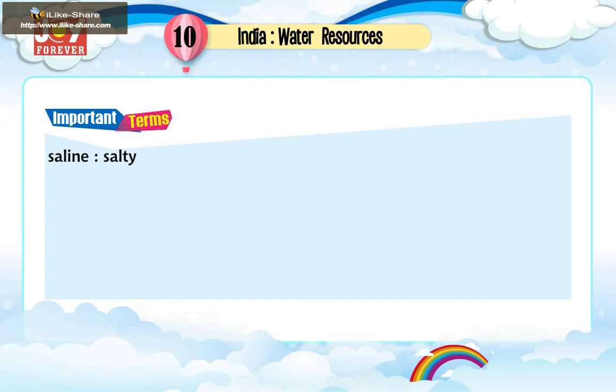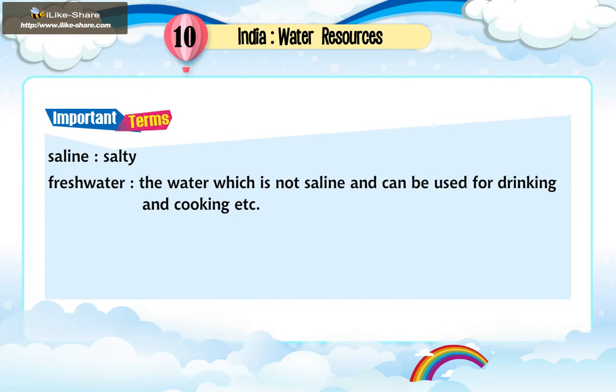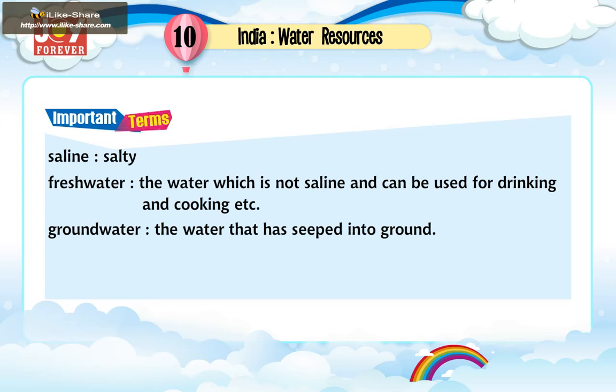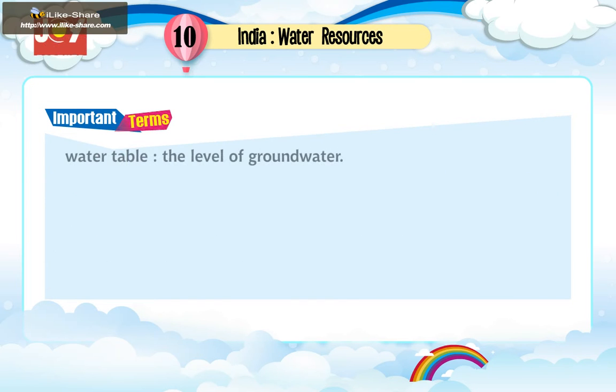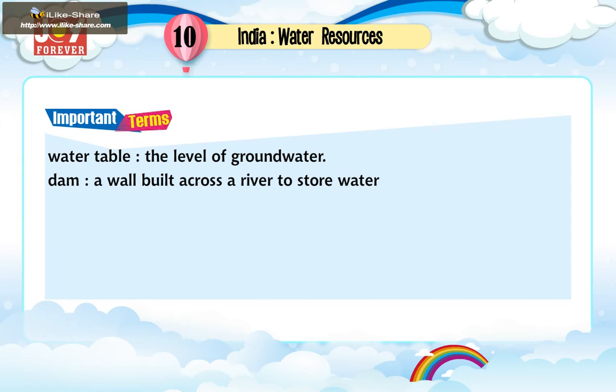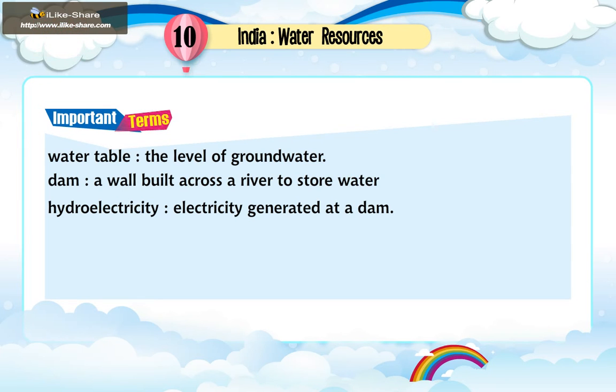Important terms: Saline, salty. Fresh water, the water which is not saline and can be used for drinking and cooking, etc. Groundwater, the water that has seeped into the ground. Irrigation, watering plants in farming. Persian wheel, rahat, a series of buckets to draw water from a well. Water table, the level of groundwater. Dam, a wall built across a river to store water. Hydroelectricity, electricity generated at a dam.